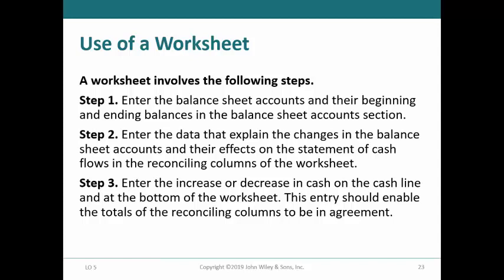It begins by listing the beginning and ending balances for all of the balance sheet accounts on each side of the worksheet. Then in the middle are two columns for the adjustments needed to reconcile the balances. These adjustments then correspond to an entry in the bottom half of the worksheet for the statement of cash flows. For example, the change in the cash account at the top will be the opposite entry for the increase or decrease in cash at the bottom of the statement of cash flows.